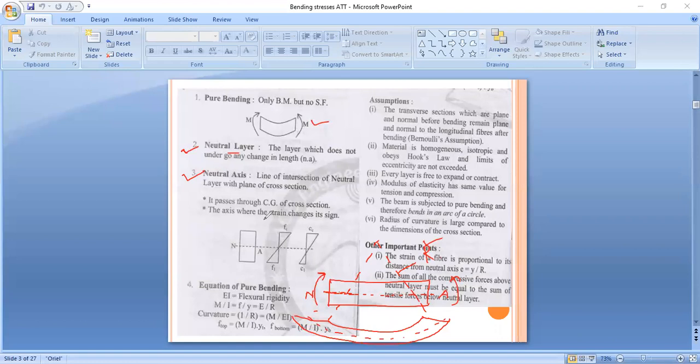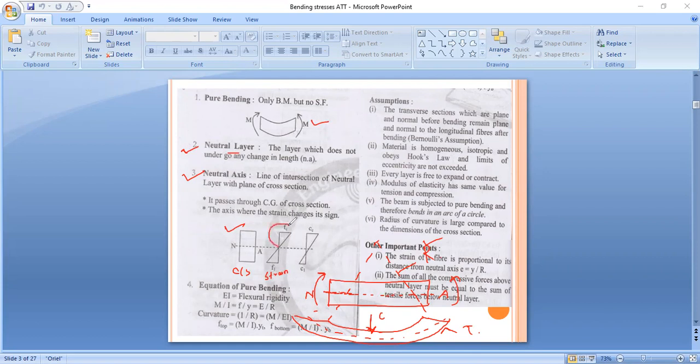And also here the axis where the strain changes its sign. See here, this is our beam, cross section of beam, and here the strain diagram is given. Now see here in this figure, compression is at top and tension takes place at bottom. After application of loading, compression is present at top and tension is present at bottom.